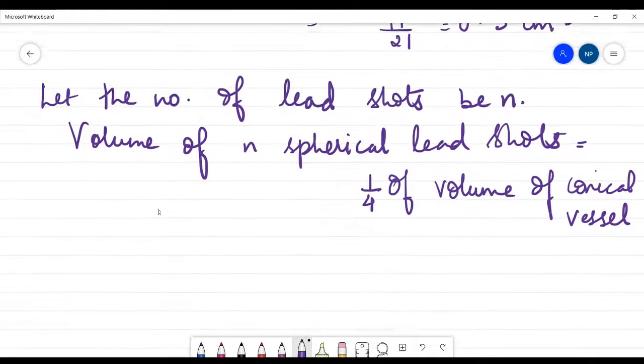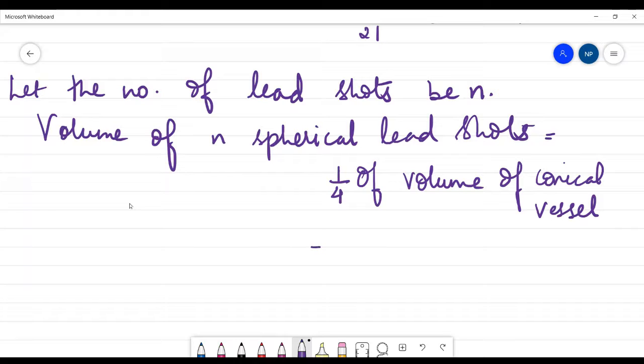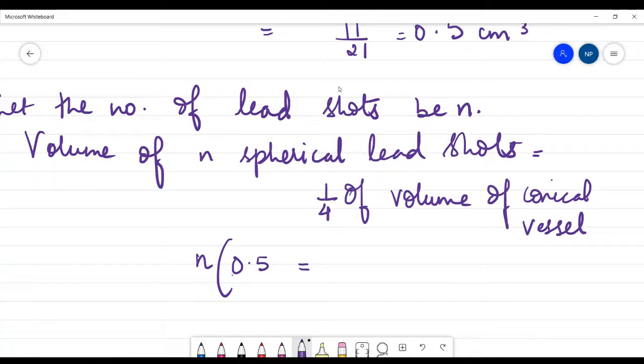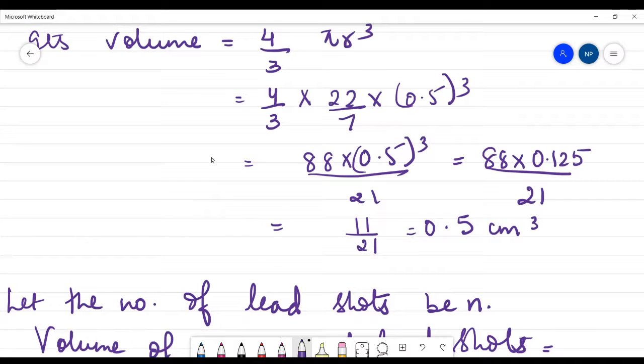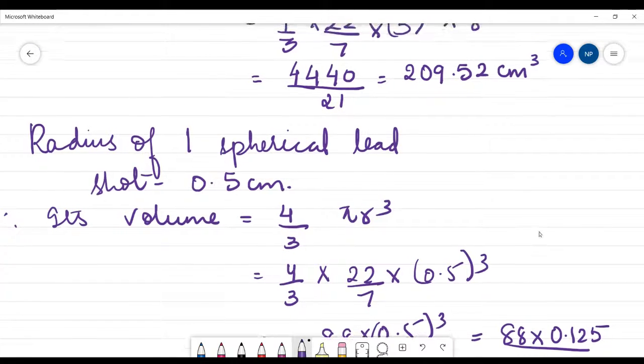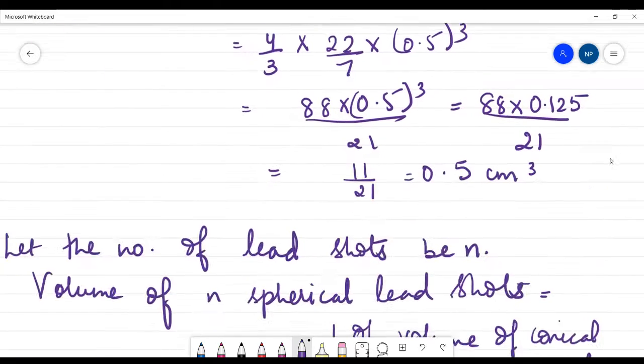After this we are going to just substitute the values. Now the volume of n spherical lead shots will be n into 0.5, equal to 1 by 4 of the volume of the conical vessel, which we calculated was 209.52 centimeter cube.